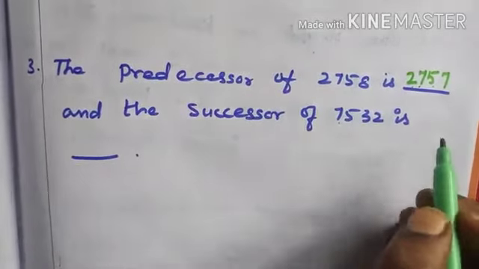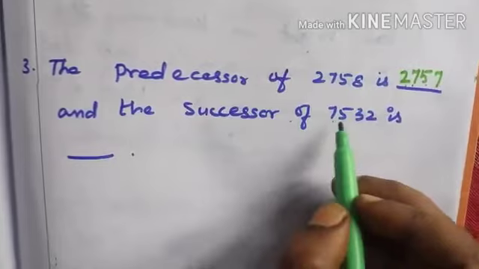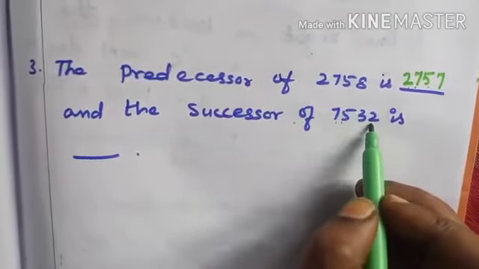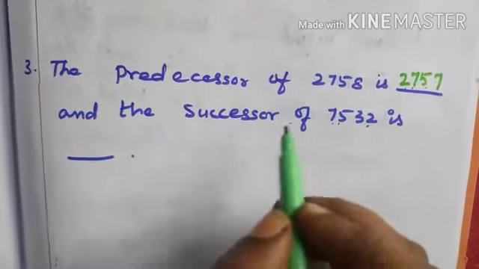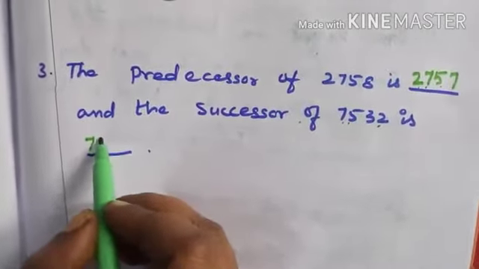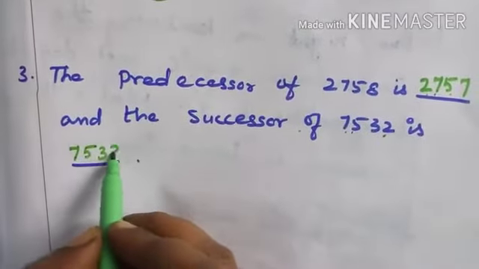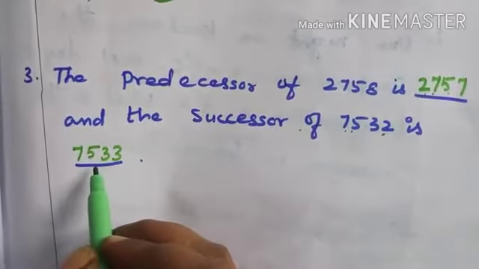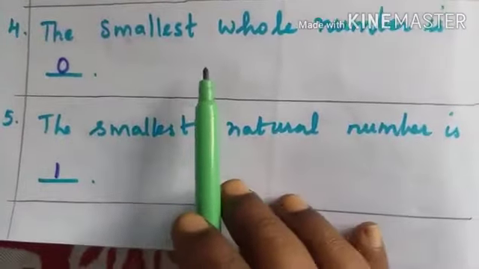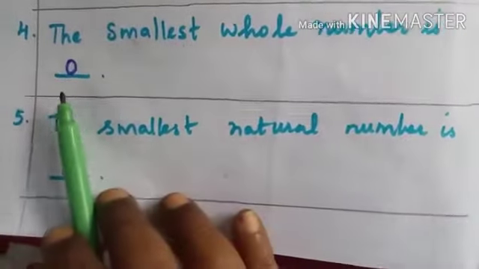And the successor of 7532 is dash. So see, successor means what? The after number. Otherwise, we have to add 1 to this number. Therefore, when we are adding 1 to the number, what will we get? 7533.